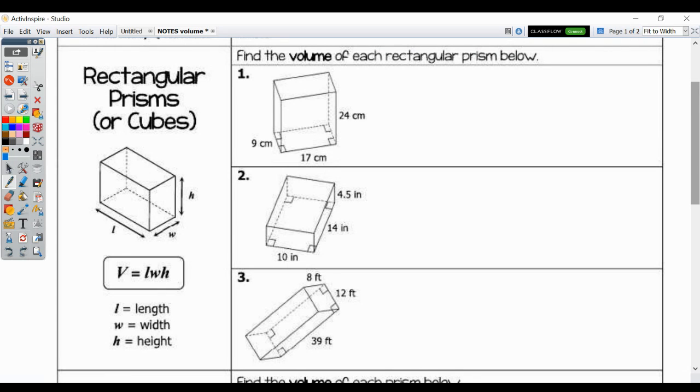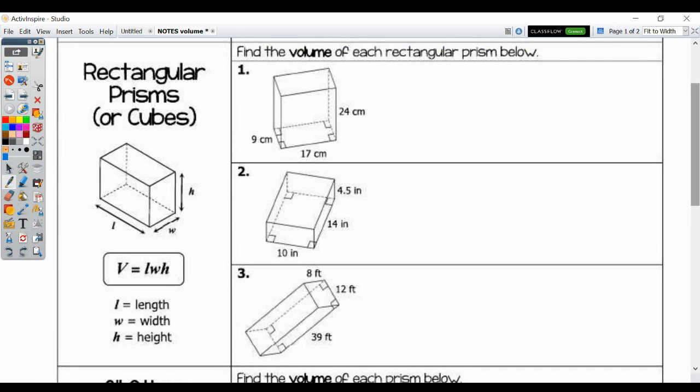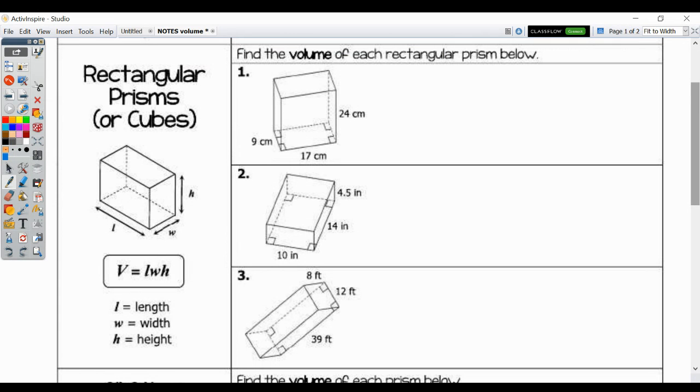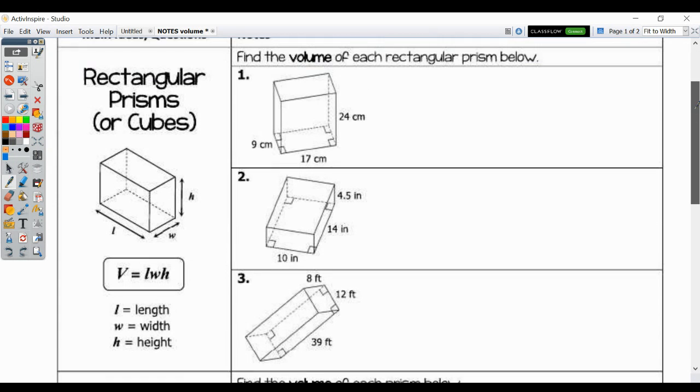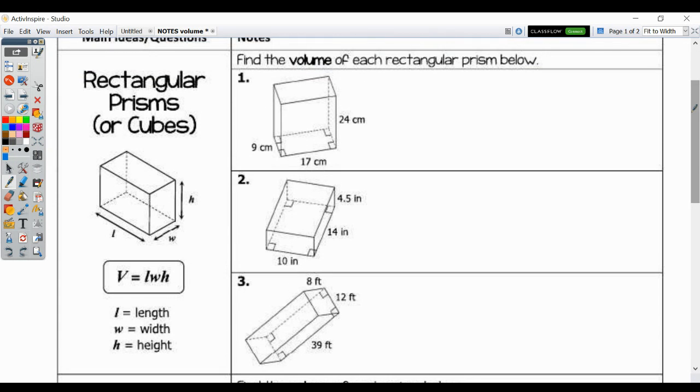Just like surface area, there's a different formula depending on what kind of 3D figure you're talking about. So if you're trying to find the volume of a rectangular prism, you're going to use a different formula than if you're trying to find the volume of a cylinder. We're going to do rectangular prisms, then a few triangular prisms, and then cylinders. All right, we're going to start with rectangular prisms.